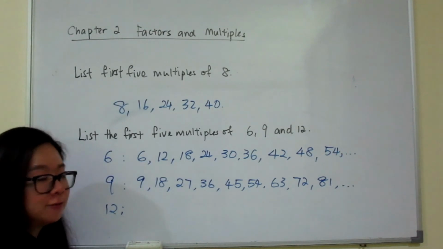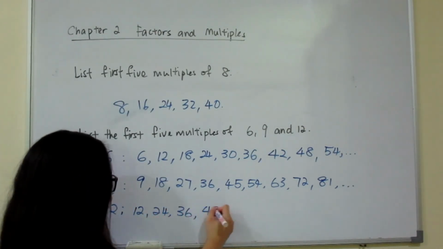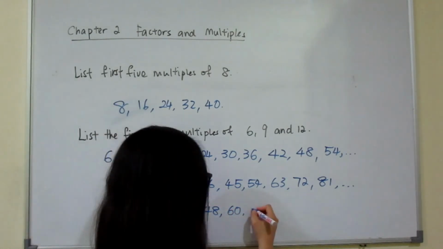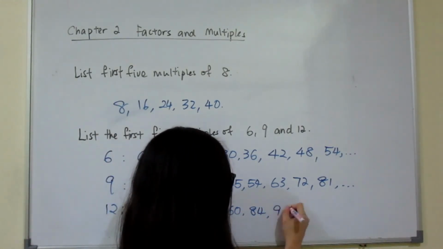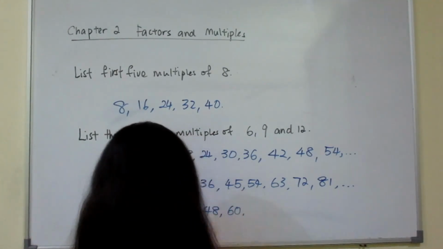Okay, for 12, 12 times 1, 12 times 2, 24, times 3, 36, times 4, 48, times 5, 60, times 7, 84, times 8, 96, times 9, and this one.